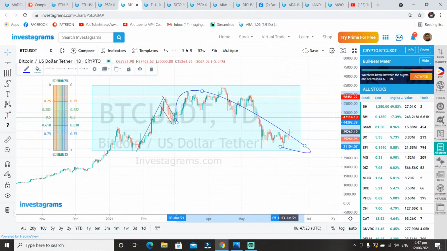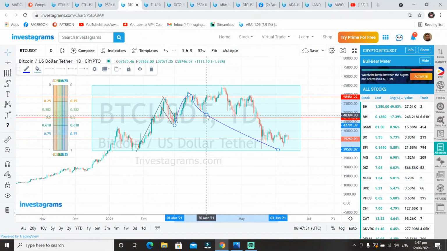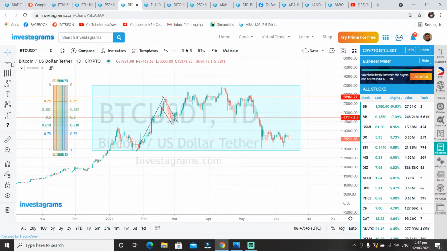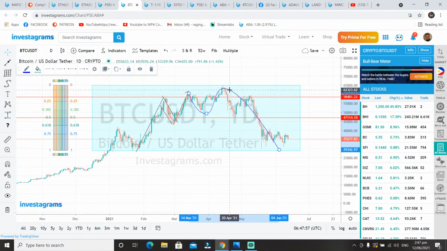So let's continue with this one. Maybe this one. This one. Okay, so actually, let me just check. Since it broke at least this point, right? Now we can use the axe, showing that it's going to make a bearish pattern, right?